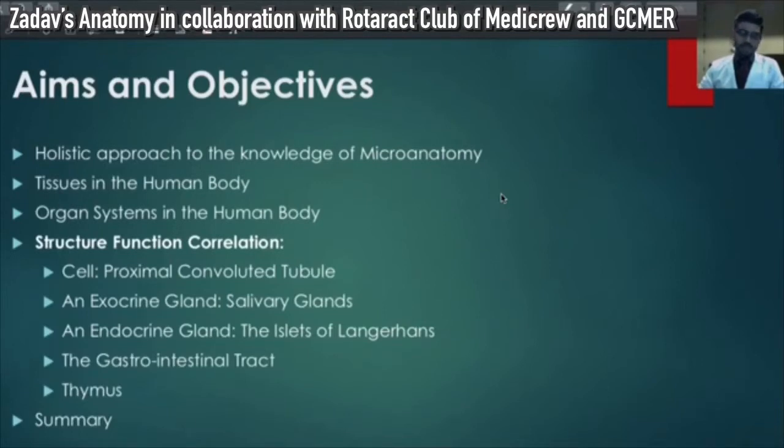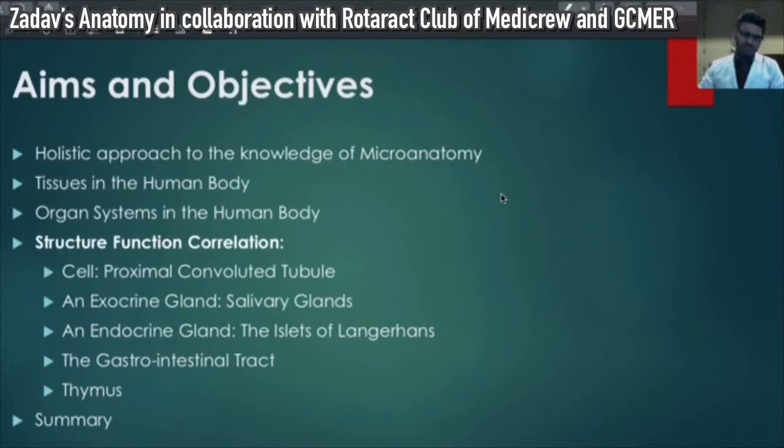I'm going to start off by talking about the tissues in the human body. It's just going to be a quick recap. Literally, I'm going to be reading out of the index of your histology textbook. Then I'm going to speak about the organ systems in the human body. Then we get to the main part of the lecture, and that is the structure function correlation.